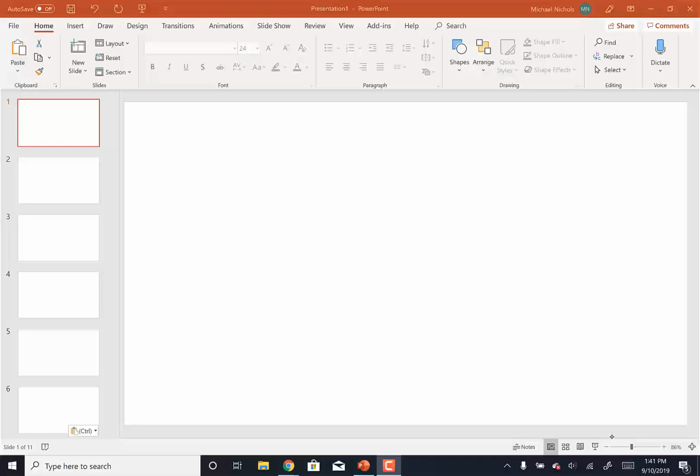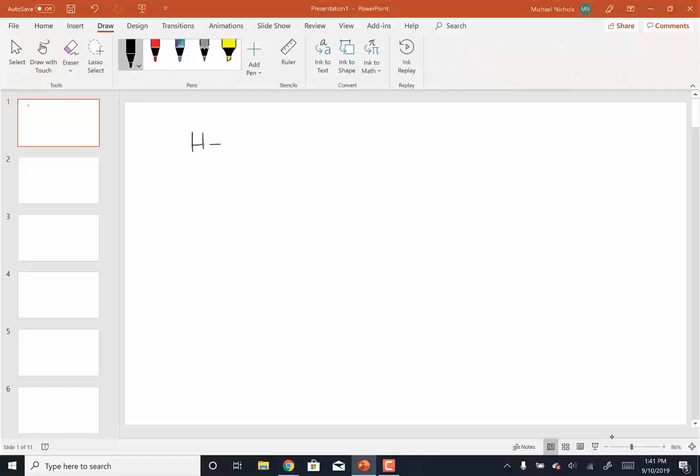Okay, let's go over how to draw. This is problem B in the Monday, September 9th folder. So we'll go over how to draw the orbital picture for HCN, which is hydrogen cyanide.